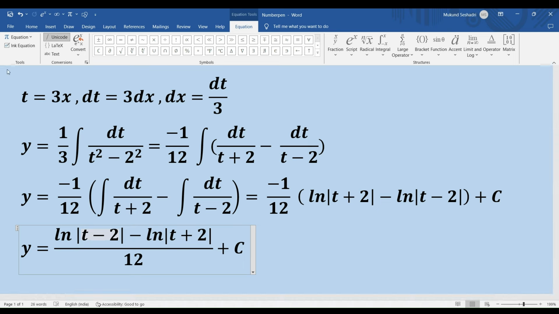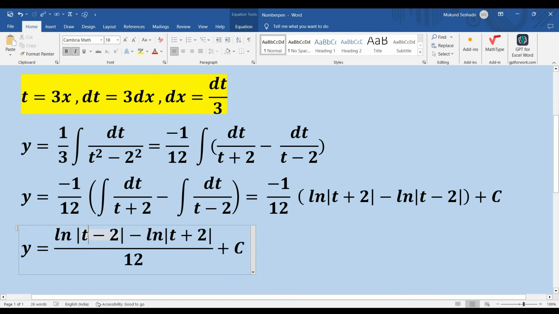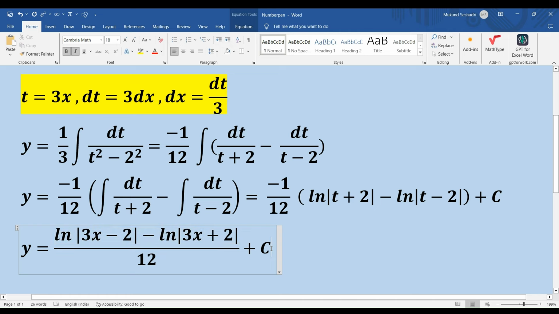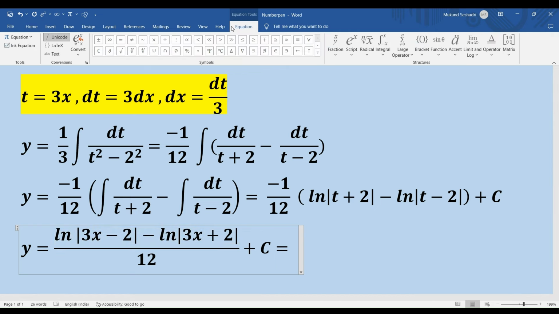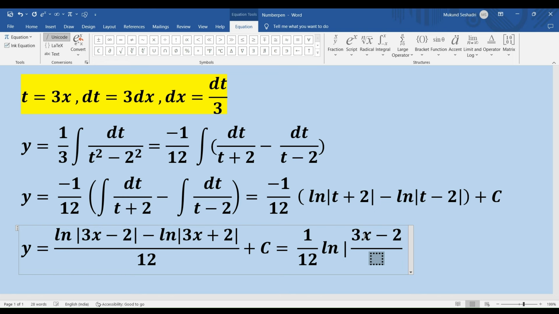Now I know that I cannot leave my answer in terms of t, and I go back to the original substitution we did, and we have t equals 3x, right? Let me just highlight it using a different color, say yellow, and then go back and replace my t with 3x, right? Now I'm going to use one of the logarithmic identities. I know that ln a minus ln b equals ln of a by b, right? So my final answer to this particular problem is 1 by 12 times ln of mod of 3x minus 2 divided by 3x plus 2, right? And then I have my constant plus c.